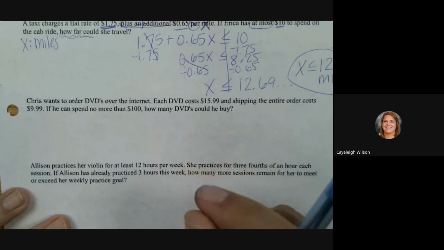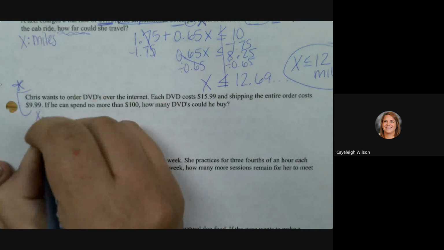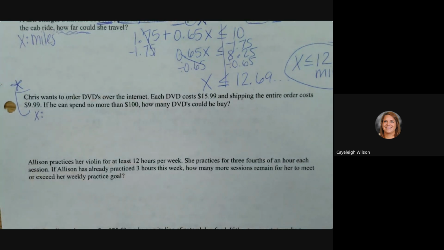No. All right. I'm going to let you all try this third one. I'm not going to help you define your variable. You need to define that first. We're solving this one too. Yeah, go ahead and solve it.